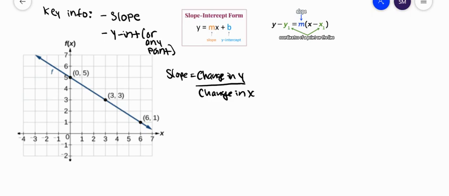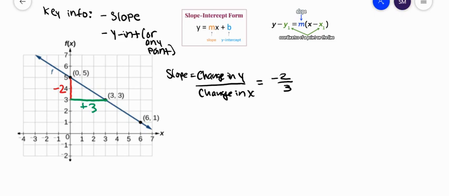So I'm going to use the points (0, 5) and (3, 3) on my graph. And I'll notice that in between those points, I'm moving down 2 in my y values. And I'm moving over 1, 2, 3 in my x values. So that means that my slope in this case would be -2/3, because -2 was my change in y and 3 was my change in x.